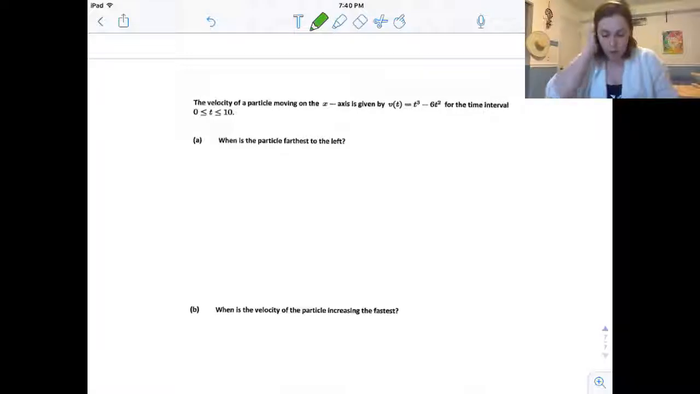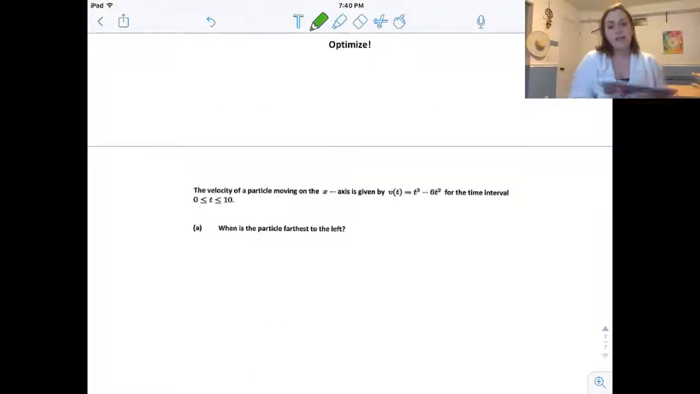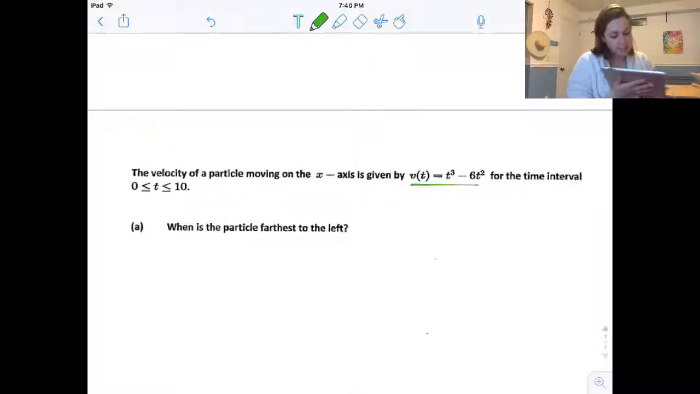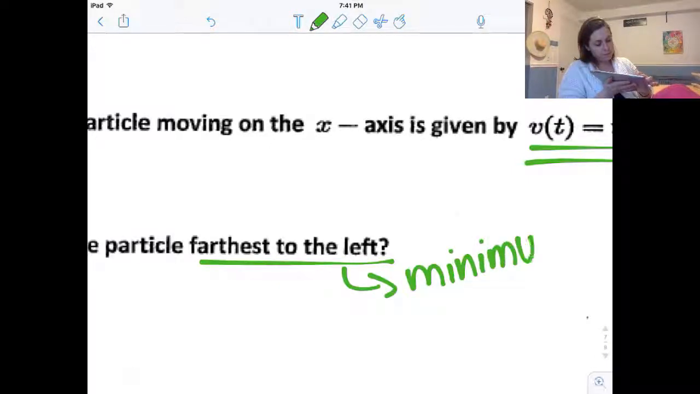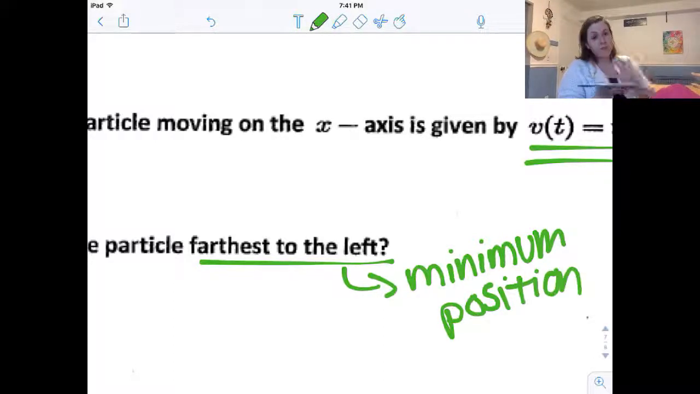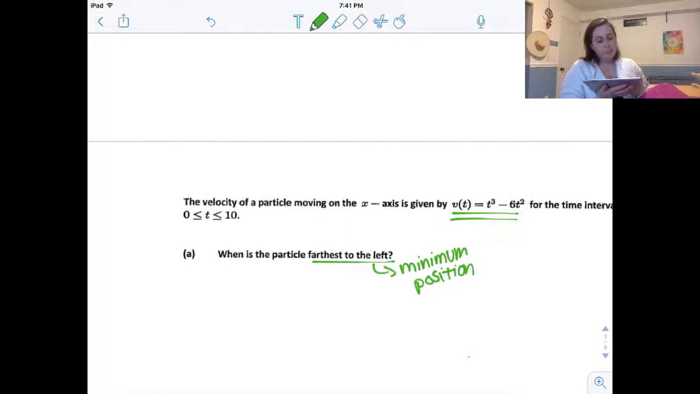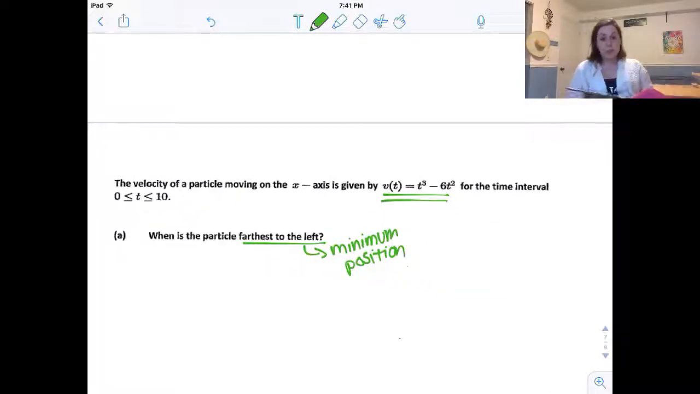So they might give you something like this, where they say the velocity of a particle is this. When is the particle farthest to the left? When is the particle furthest to the right? So here's what I want you to think about. Farthest to the left is really saying what is the minimum position. And if they don't tell me an initial value, I'm going to assume my initial value is 0. So I want to minimize position.